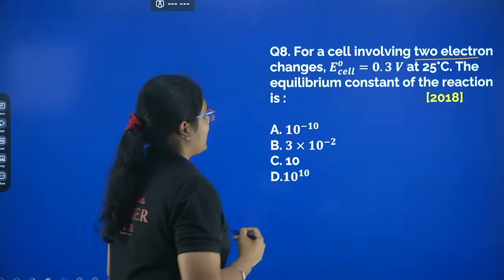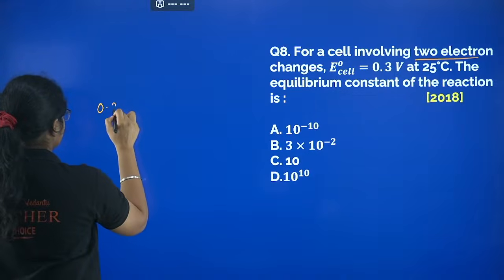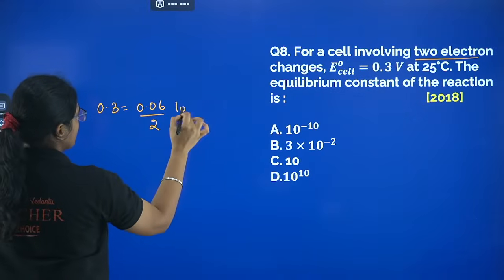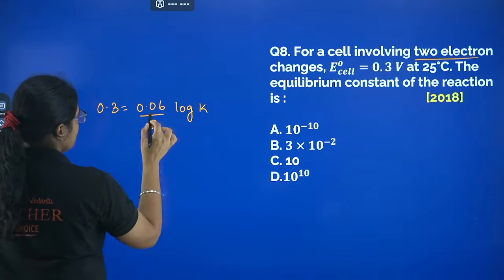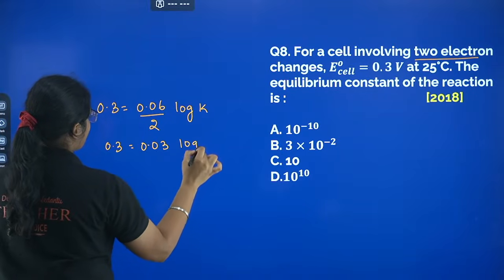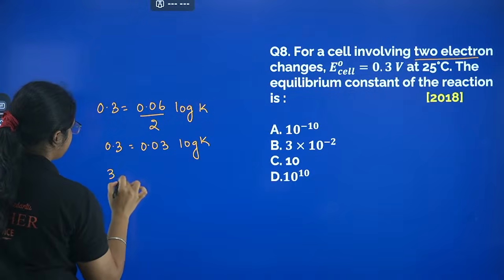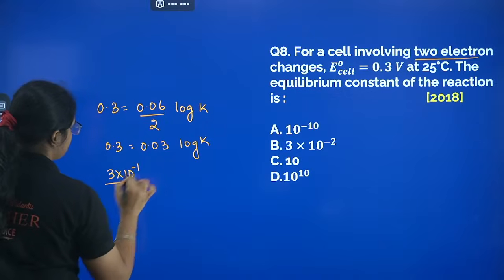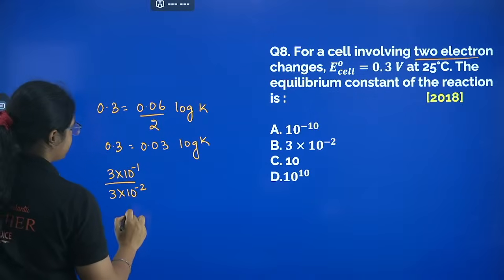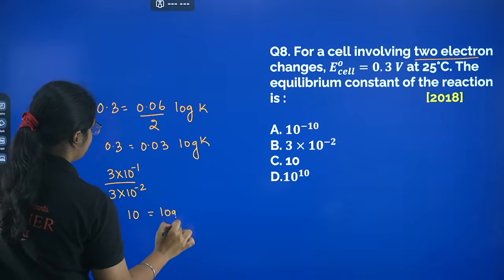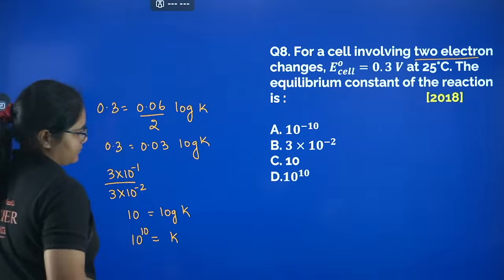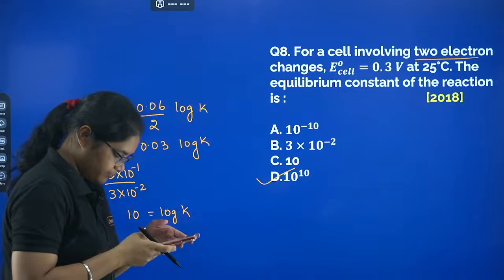So what we have is E naught of the cell equal to 0.3. 0.06 by 2, I'll take log of K. Very simple question. 0.3 equals 0.03 log K. If I divide, it is 3 into 10 to the power of minus 1 divided by 3 into 10 to the power of minus 2. This goes up, and we get 10 equal to log of K. Now K is equal to 10 to the power of 10, which is my option number D.